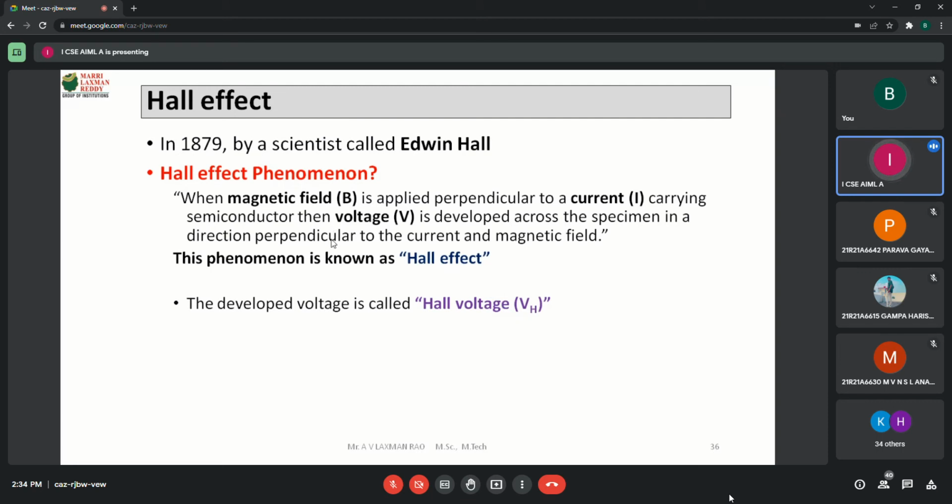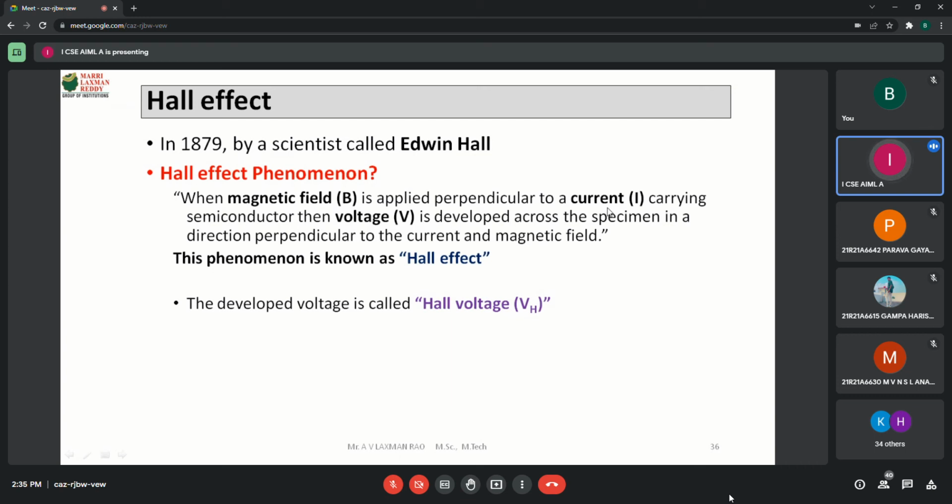By taking three axes as x, y, z, on one axis applying one parameter as B and on another the current, then the third axis, if you take all three axes perpendicular to one another, something is produced there as a voltage, the Hall voltage, which is perpendicular to the magnetic field and the current.